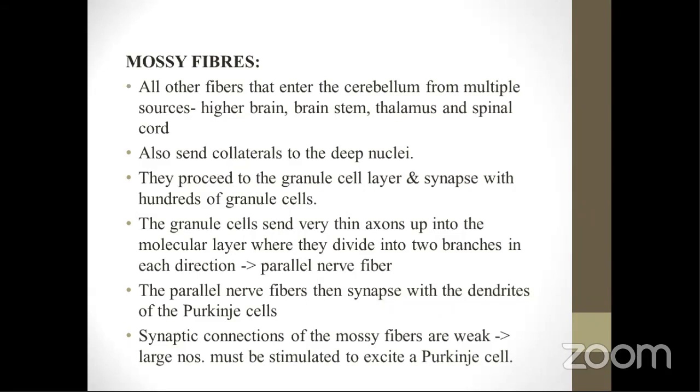Now, these granule cells send very thin axons up into the molecular layer, where they divide into two branches in each direction and form parallel nerve fibers. These parallel nerve fibers then synapse with the dendrites of the Purkinje cell, as we have seen in the figure. Synaptic connections of the mossy fibers are weak. Large numbers must be stimulated to excite the Purkinje cells. Why is this the difference? Because one mossy fiber is connected to many others, so they require the cellular strength to be much more. So these are the two types of input fibers.